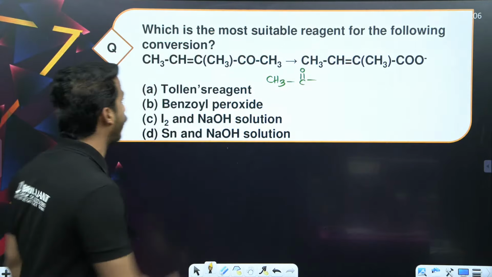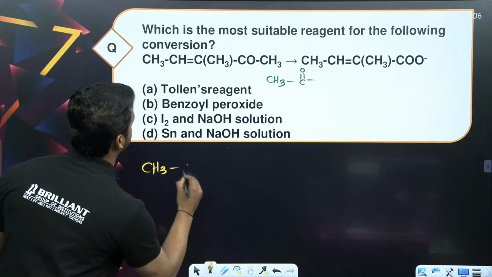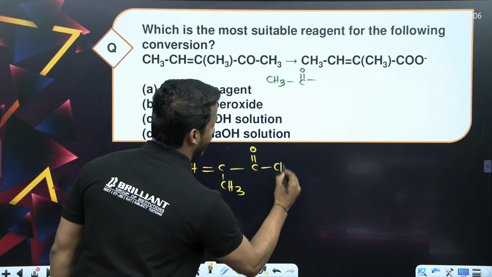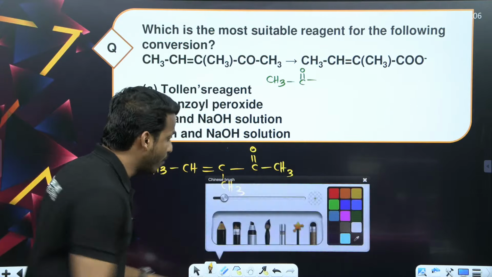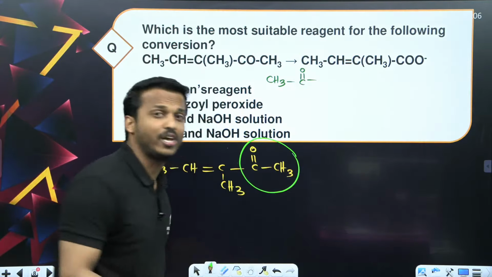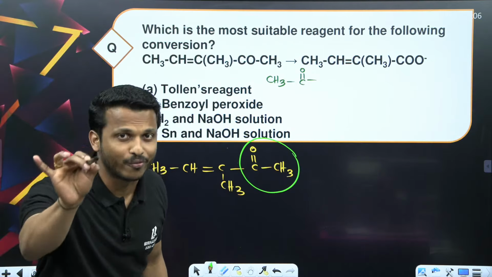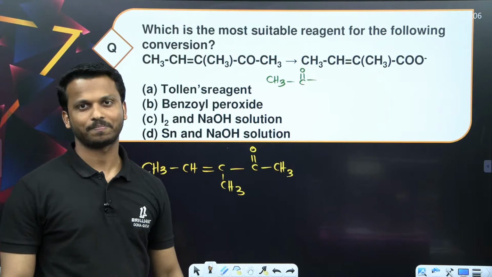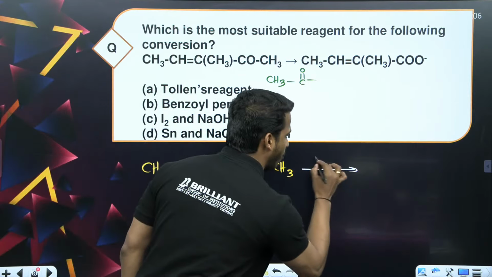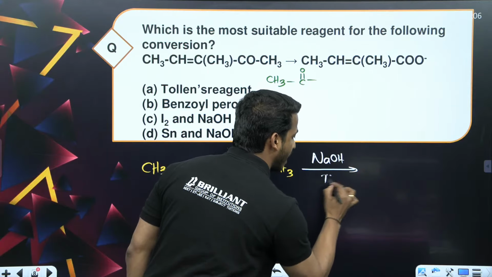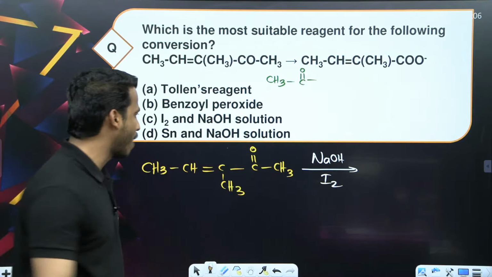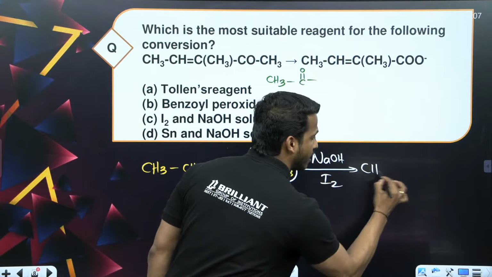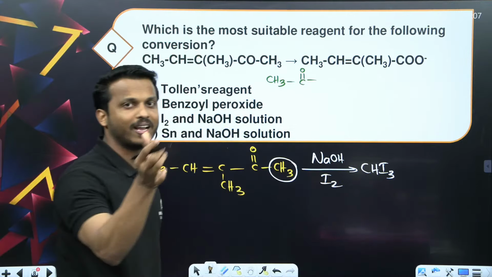What is happening in iodoform? Let me take the compound: CH3, CH double bond C, CH3, CO, CH3. This is our compound. See, dear all, our compound contains the CH3CO group, so it will give the iodoform test. Am I right? So how can we write the reaction? Treat with sodium hydroxide and iodine. Then in the COCH3 group, the CH3 part becomes CHI3, that is our iodoform, yellow color.